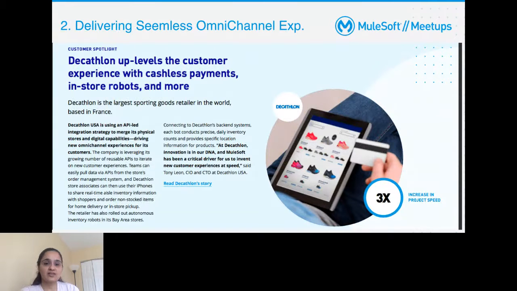So the second digital transformation trend example is delivering seamless omnichannel experience. So Decathlon is the largest sporting goods retailer in the world, and they up-level their customer experience with cashless payments, in-store robots, and more. They achieved their goal of creating the new products by creating the reusable APIs.